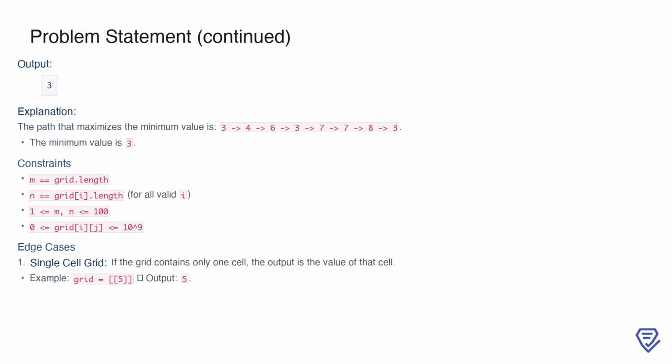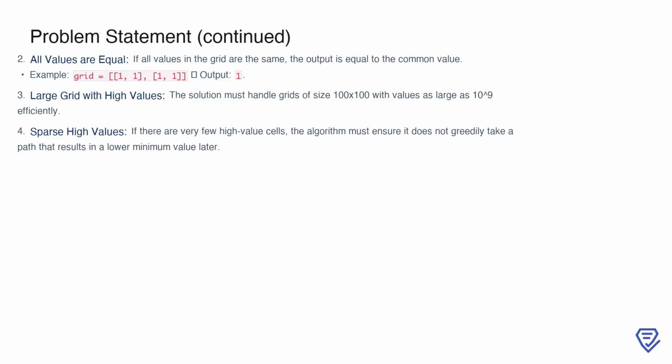Next, take the grid 3, 4, 6, 3, 4, 0, 2, 1, 1, 7, 8, 8, 3, 2, 7, 3, 2, 4, 9, 8, 4, 1, 2, 0, 0, 4, 6, 5, 4, 3. The output here is 3. The path that achieves this result starts at 3, then moves through 4, 6, 3, 7, 7, 8, and finally 3. The smallest value along this path is 3, and no other path can achieve a higher minimum value. This example highlights how the solution must navigate a complex grid, balancing movement and value selection to maximize the minimum value.